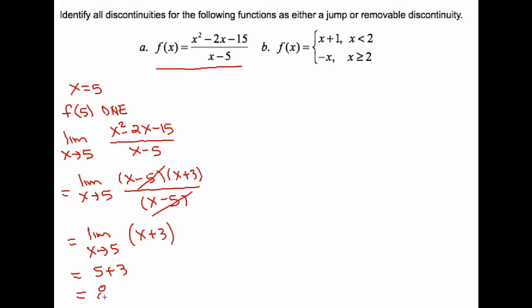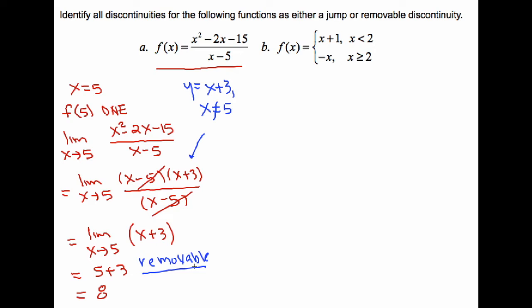Now I need you to picture, if you will, the graph of a line, and that line is y equal to x plus 3, but you're removing 5 from the domain. What type of discontinuity is this? This is a removable discontinuity. So I'm just going to write removable right here.